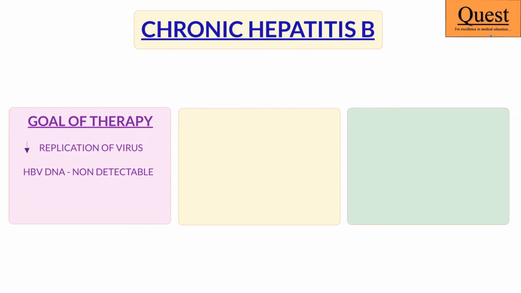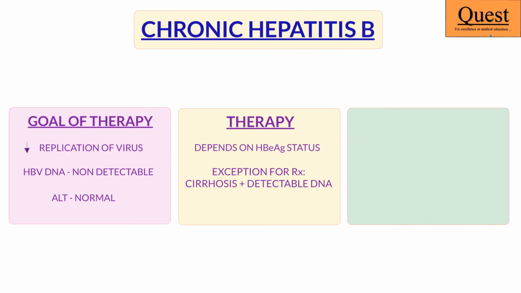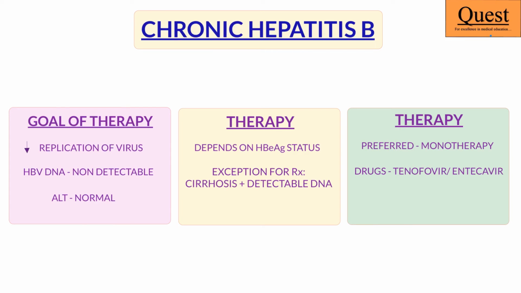To summarize, in case of chronic hepatitis B, our goal of therapy is to decrease replication of the virus, get the DNA to a non-detectable level and stop the inflammation, that means get the ALT back to normal. Our therapy depends on HBe status. Our indications would vary whether the patient is HBe antigen positive or HBe antigen negative. But if the patient has cirrhosis, then we definitely consider therapy based on the HBV DNA levels. The preferred therapy is monotherapy, usually with tenofovir or with entecavir. And this monotherapy in most cases would be a lifelong therapy.